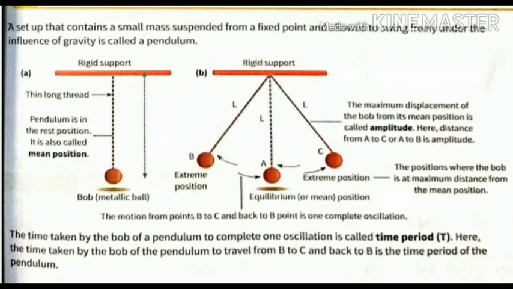The time taken by the bob of the pendulum to complete one oscillation is called time period. If we understand from the diagram, the time taken by the bob of the pendulum to travel B to C and back to B, right? That is called the time period of the pendulum, because in this direction, B to C and back to B, it completes one oscillation.